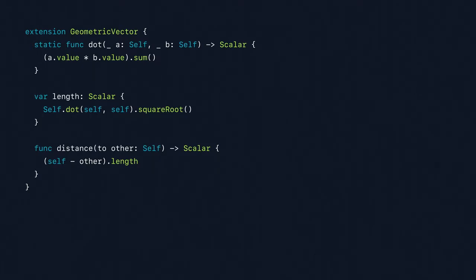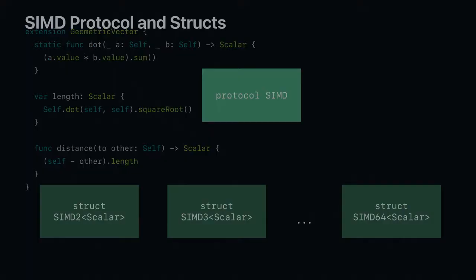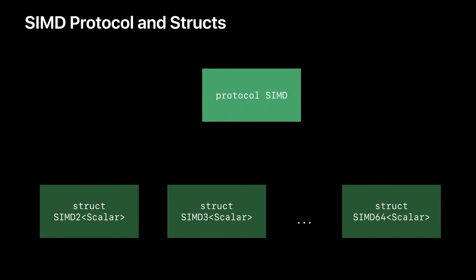And we can still use generic extensions, so our implementations of dot product and distance remain pretty much the same as they did before. Now, we've actually used this technique within the standard library. For example, we just have one SIMD protocol, and then we have structs that are generic that represent each of the different sizes of SIMD type. Notice that there's no SIMD2 or SIMD3 protocol here.